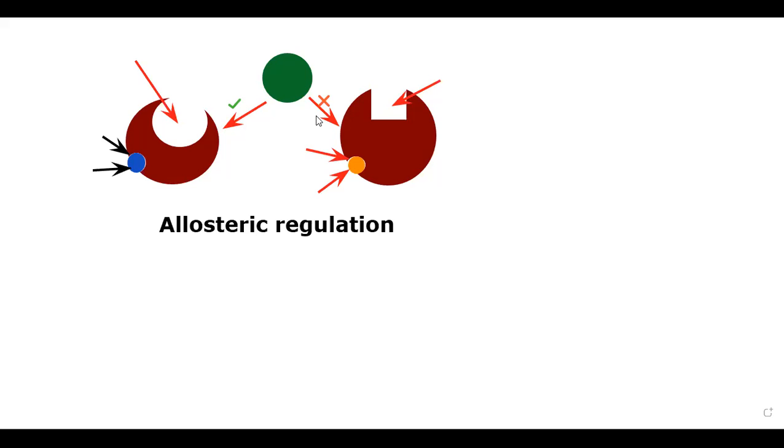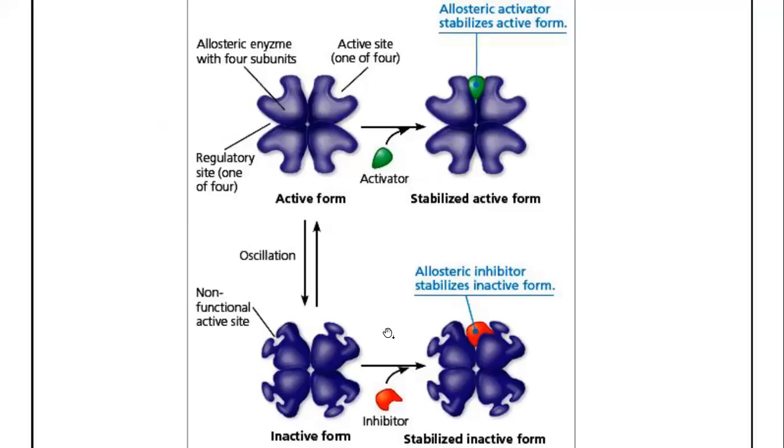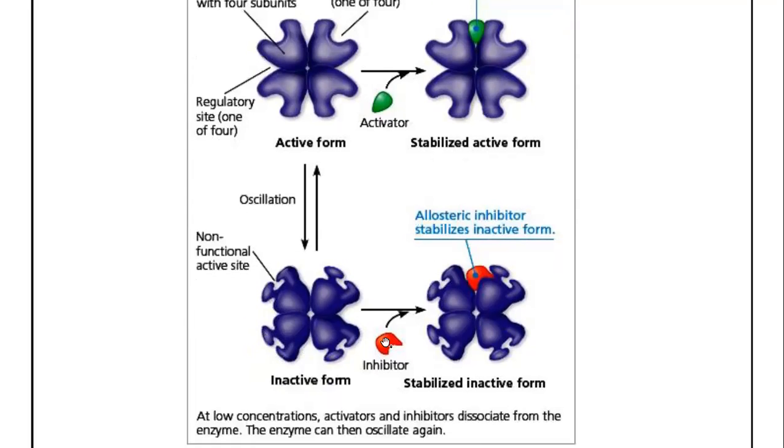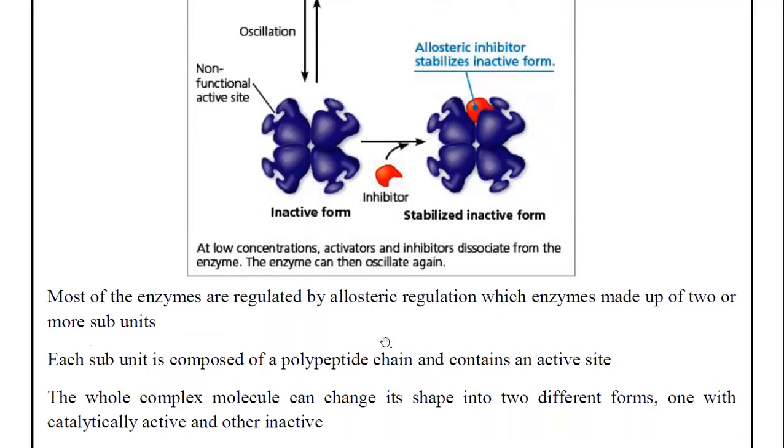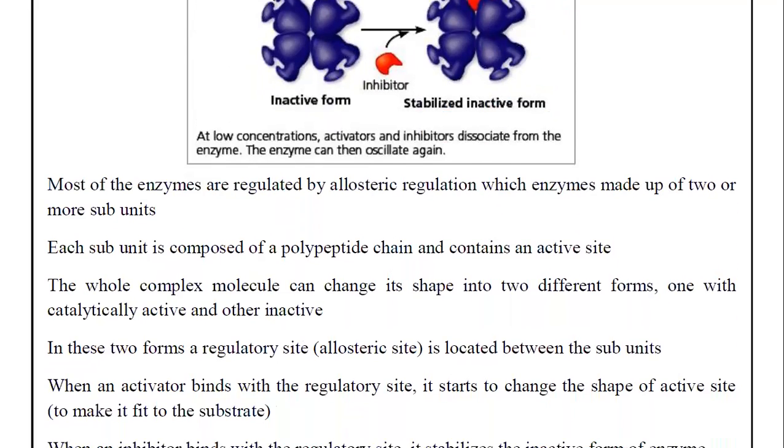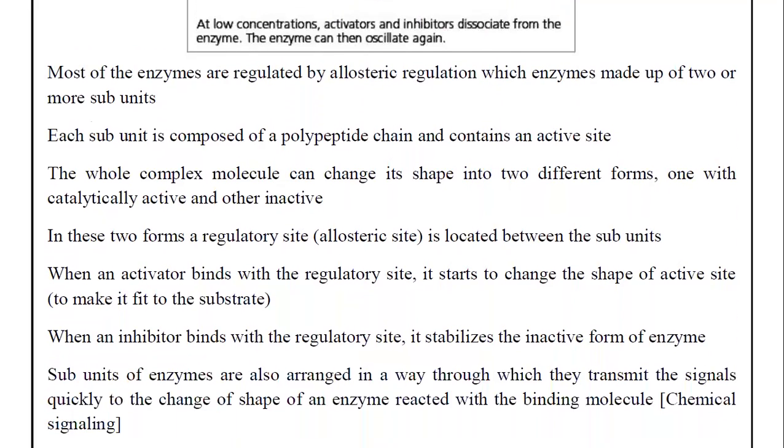The second one is what I told you regarding the subunits: the oscillation, active form, inactive form, activator binding, inhibitor binding, stabilizing in the active form, stabilizing in the inactive form. All these things I told you. That is regarding the second component.